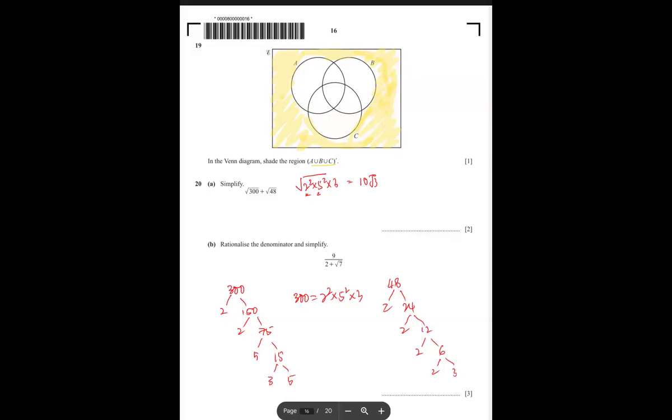So same thing with 48. Okay, 48 is 2 to the power 4 times 3. So 48, I can write it as 2 square times 2 square times 3. Again, I try to split out as many squares as I can. Okay, then I take out 2, and I take out 2, that's 4. So 4 root 3. Okay, so I add them up. This is just 14 root 3.